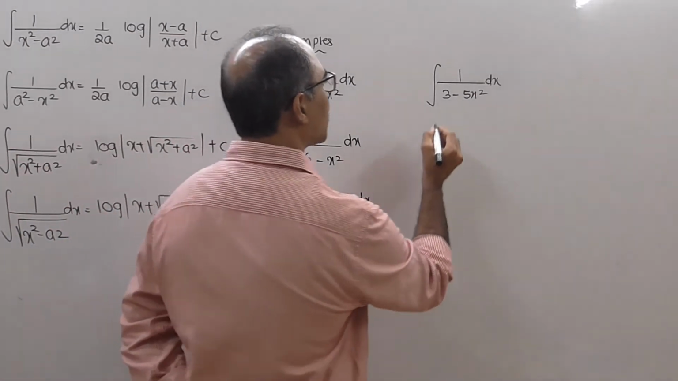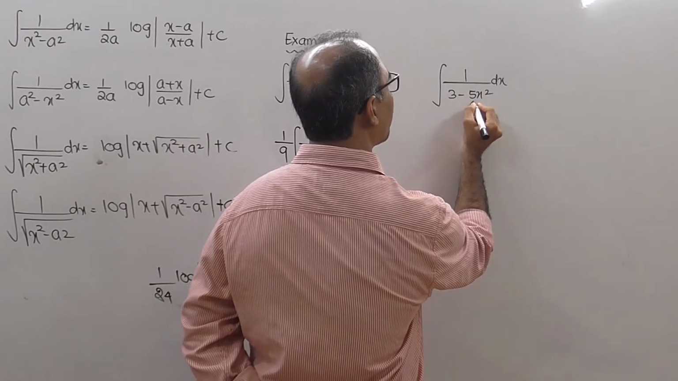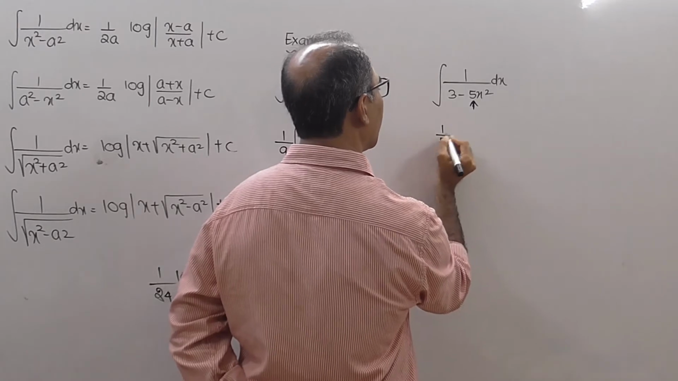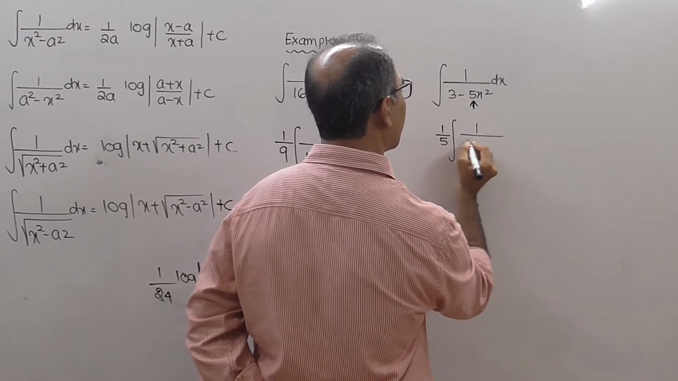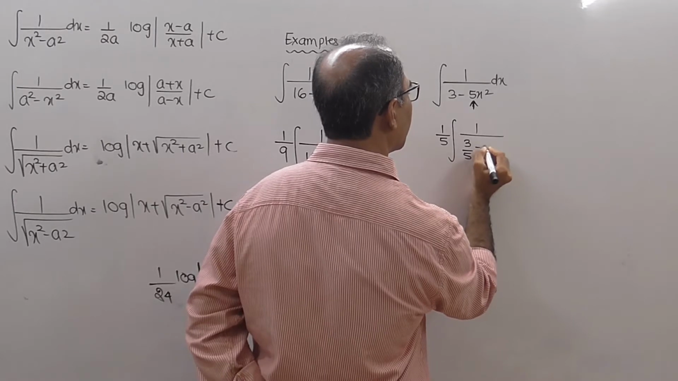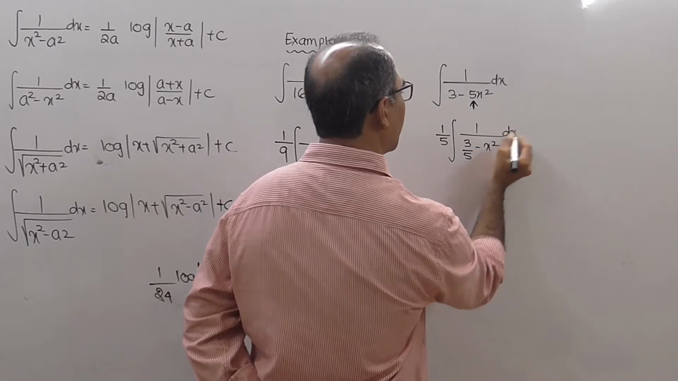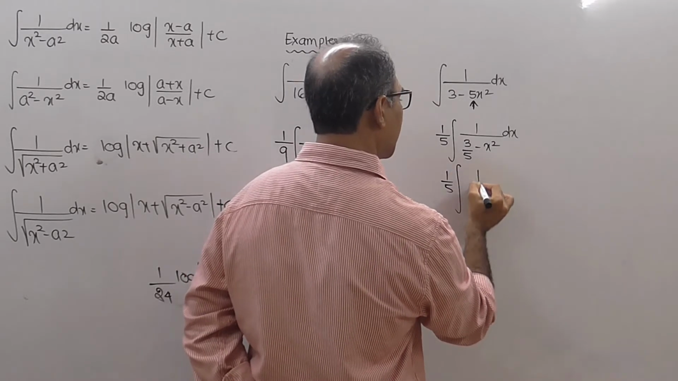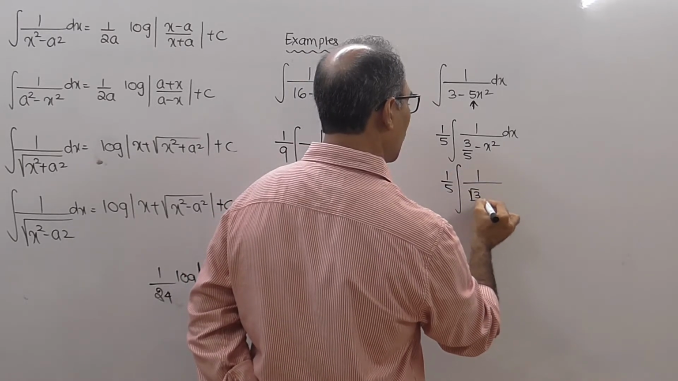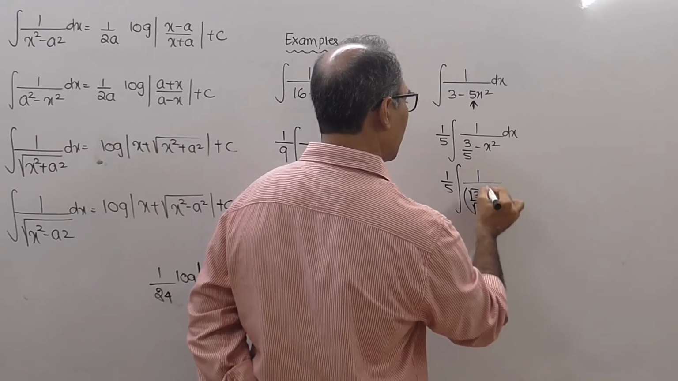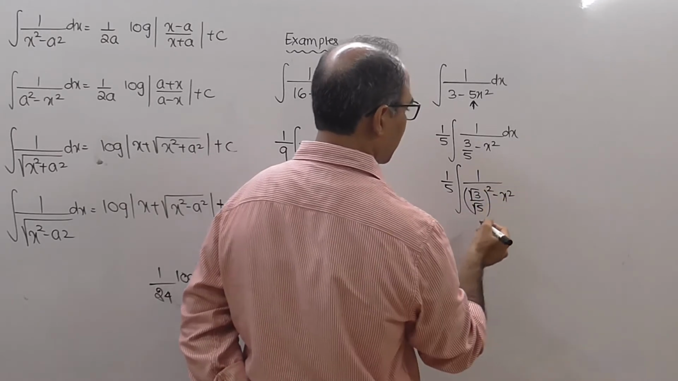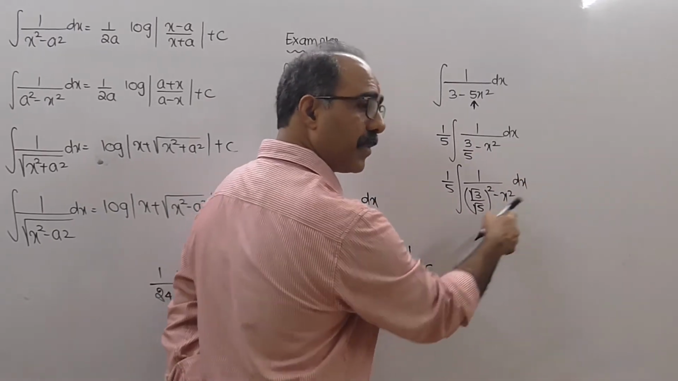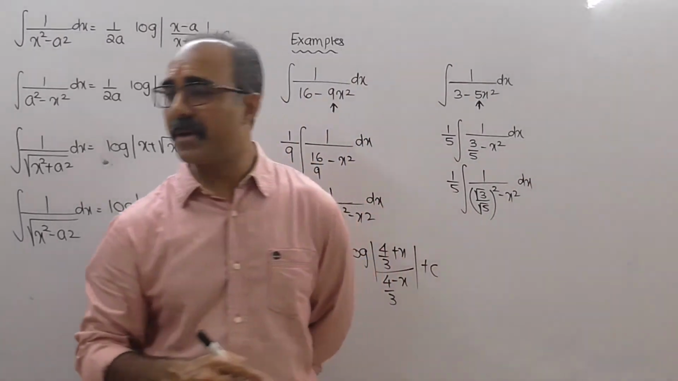Now going to the next sum, again the coefficient of x square has to be 1, so what you do is you take 1 upon 5 outside, this is 3 upon 5 minus x square dx, so this is 1 upon 5, this we write it as root 3 upon root 5 the whole square dx, and now you complete this on your own. This is in the form of integration 1 upon a square minus x square. Please complete it.